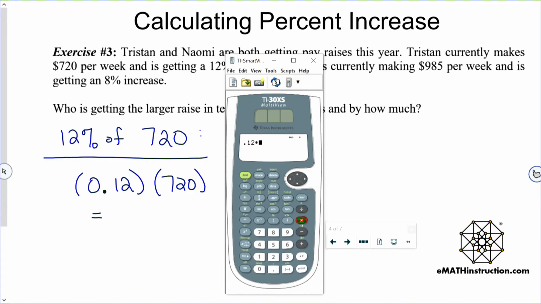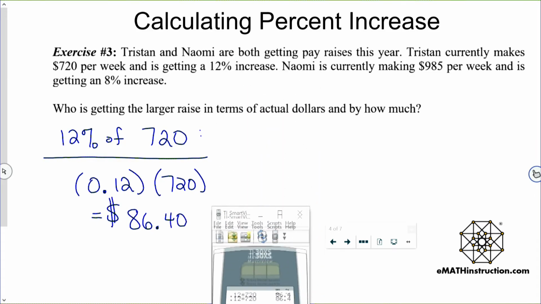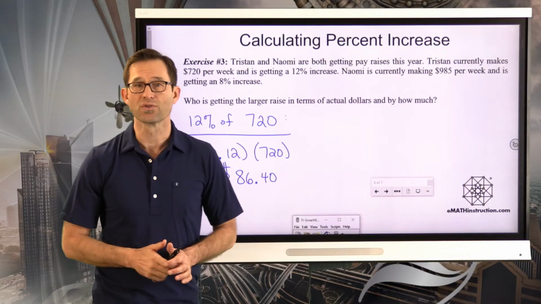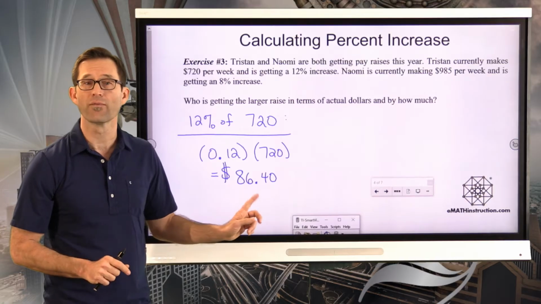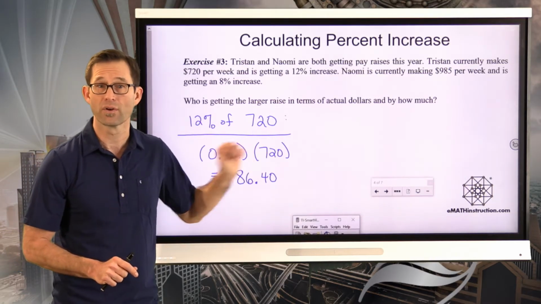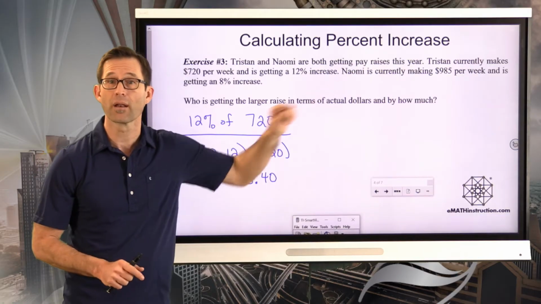0.12 times 720, enter. And it looks like Tristan is going to get a raise of $86.40. I know it says just 0.4, but we all know that 0.4 is the same as 0.40. All right, so there's Tristan's raise. He's going to get 86.40 because he's getting a 12% raise of 720. All right, now let's find out about Naomi.